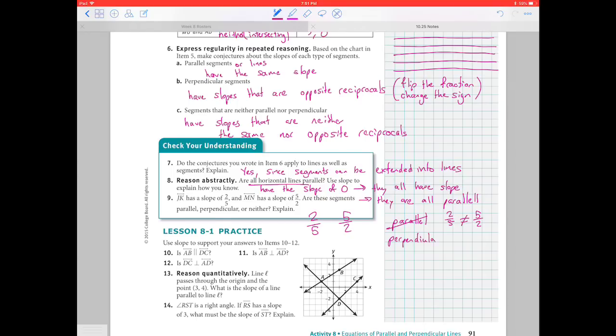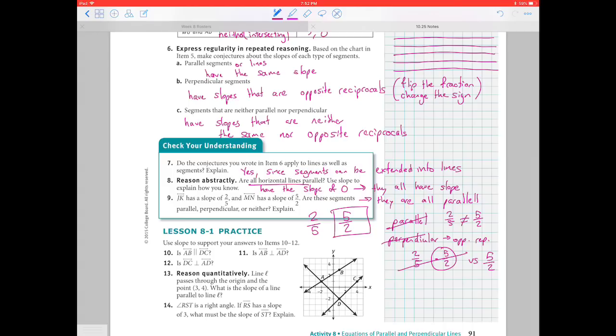Perpendicular. We want them to be opposite reciprocals, which means if we have 2/5, to make it the opposite reciprocal, we need to flip the fraction, so 5/2, and then make it the opposite sign. This is the negative 5/2 is the opposite reciprocal of 2/5. Do we have negative 5/2? The answer is no. We have 5/2, not negative 5/2.